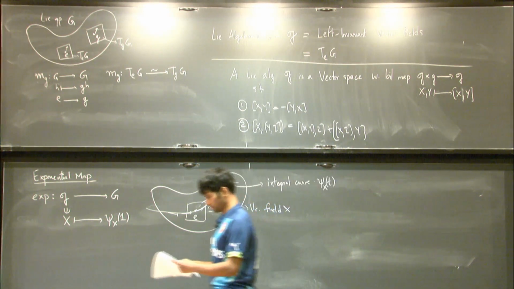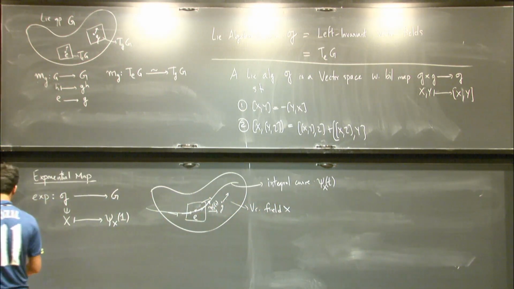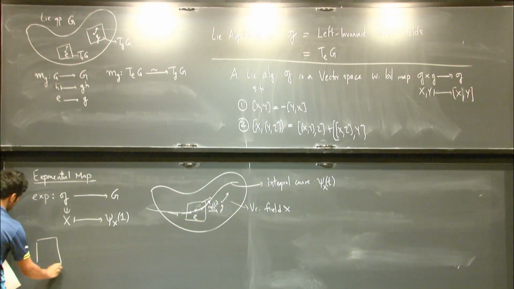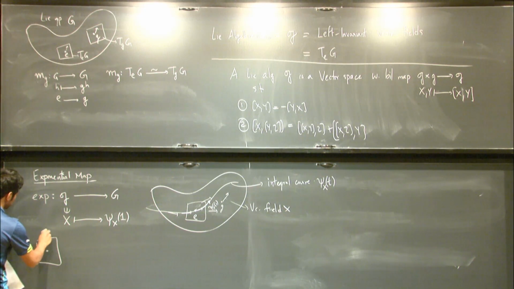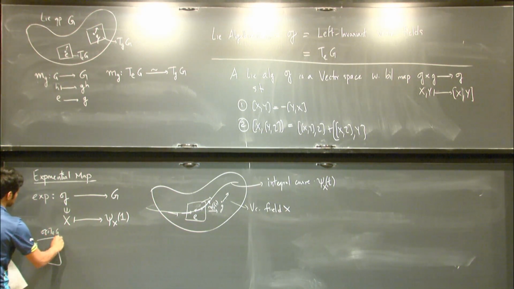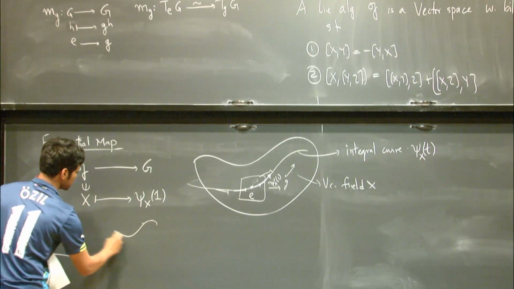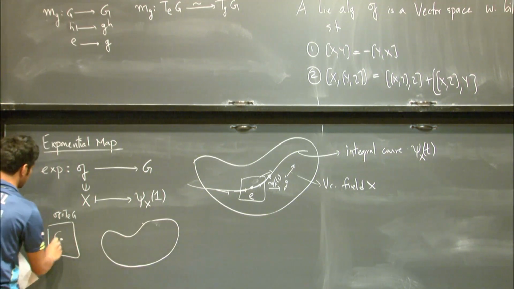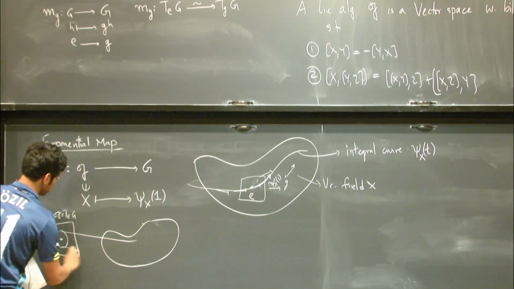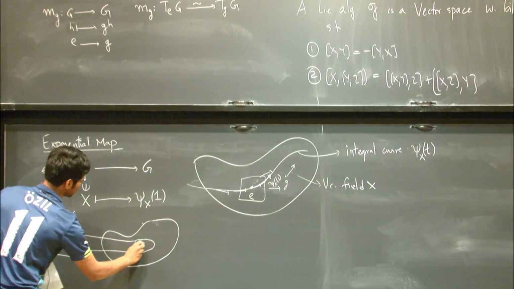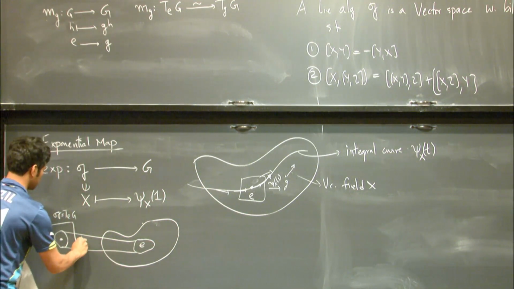What's the key feature? The key feature is that this is my Lie algebra, which I can think of as the tangent space, and this is my Lie group, and it takes a small neighborhood here to a small neighborhood of the identity, and this is a diffeomorphism.